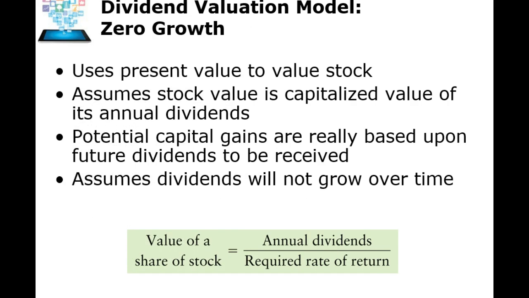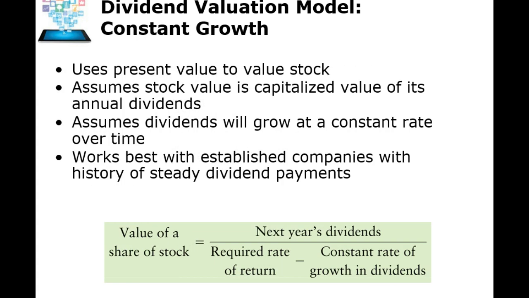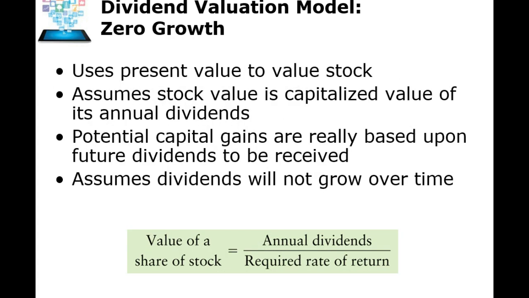Okay. So the zero growth model would be sort of a preferred stock or perpetuity, where we would just use the annual dividends divided by the required rate of return on the stock to give us the value the stock should be. So it's the simplest of all the formulas, and all we need to know is what dividends are going to pay and the required rate of return, which we could use the capital asset pricing model to calculate. And then we would get a value for what the stock would be.